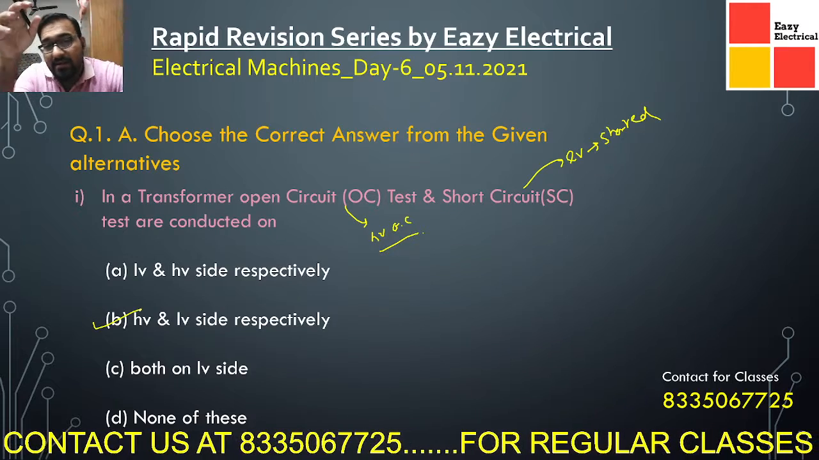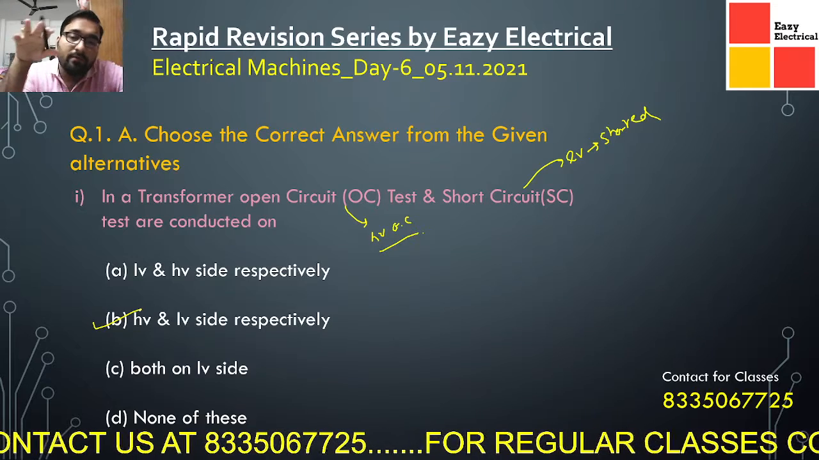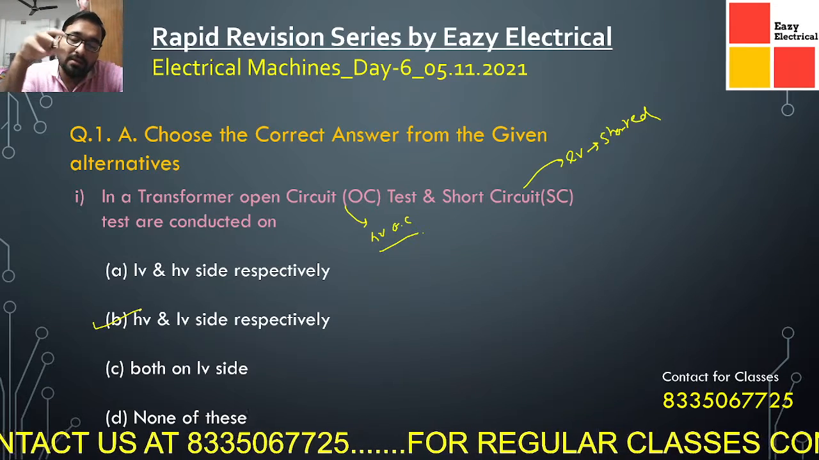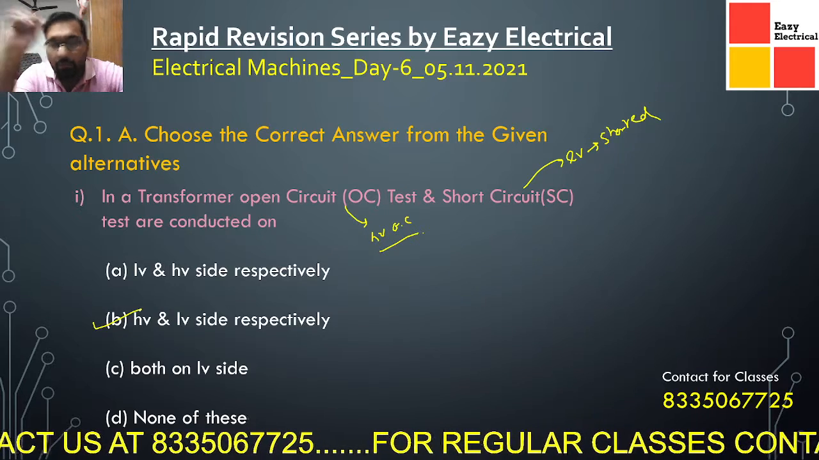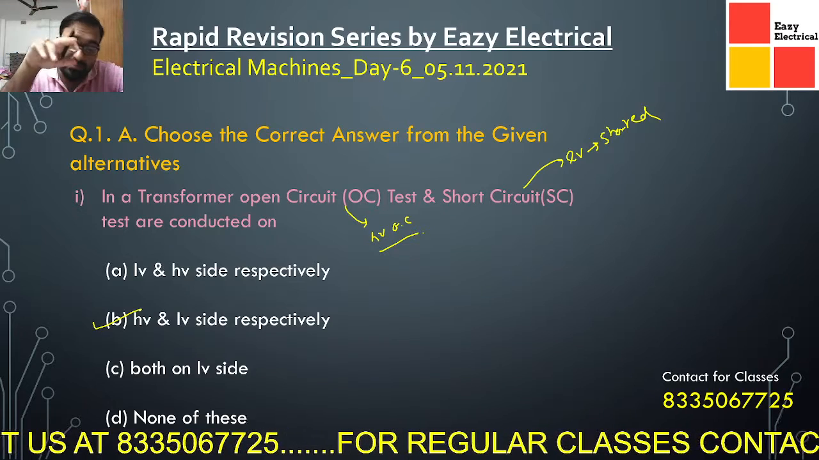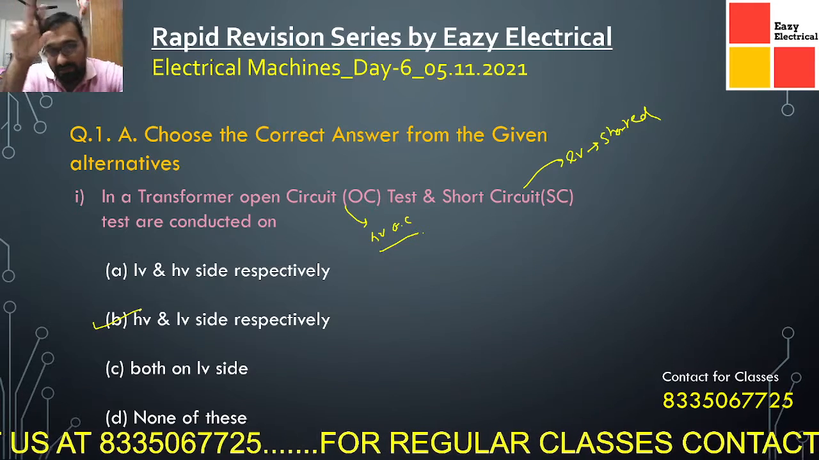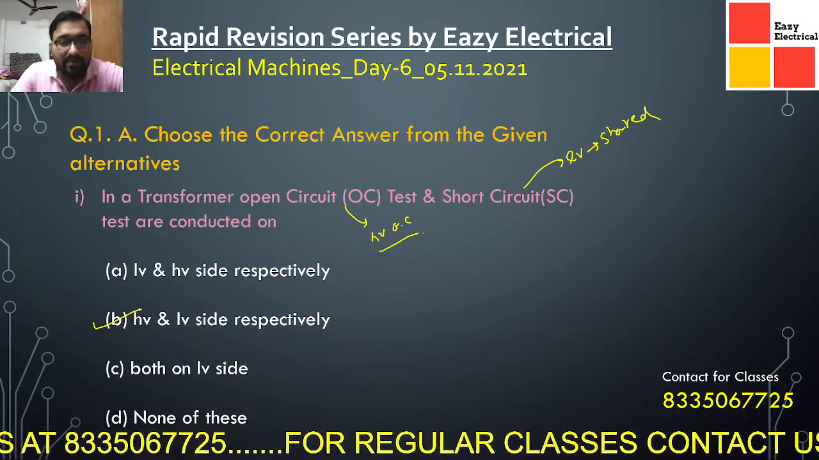But as I have said, if I have the apparatus for high voltage operations, such as high voltage voltmeters and other instruments, we can use them on both sides. The open circuit test can be done on both sides. Similarly, the short circuit test can also be done. Okay, so that is the first point.